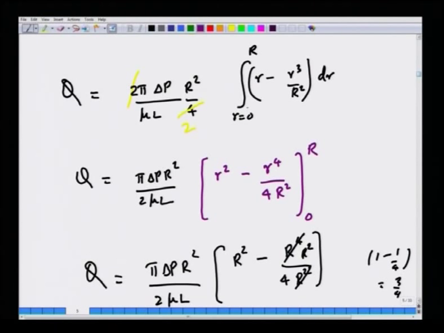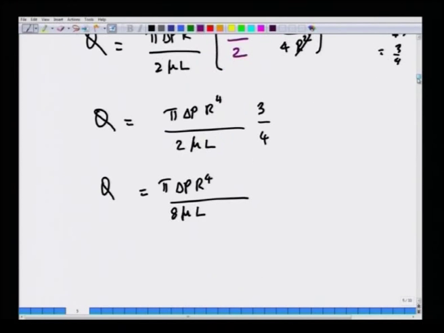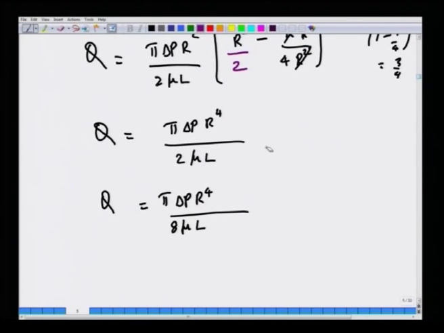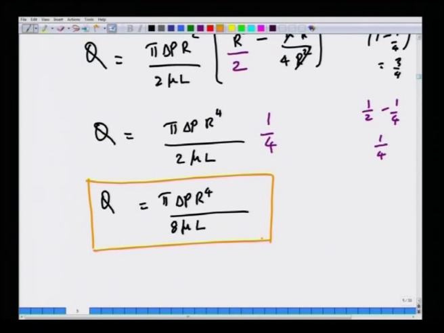So, there was a mistake, this integral is R squared by 2. So, you have an R squared by 2 here. So, you get 1 by 2 minus 1 by 4, which is 1 by 4. So, you get a factor of 1 by 4 here, so you get pi delta P R to the 4 by 8 mu L. So, this is the expression for volumetric flow rate in a pipe when there is a laminar flow.